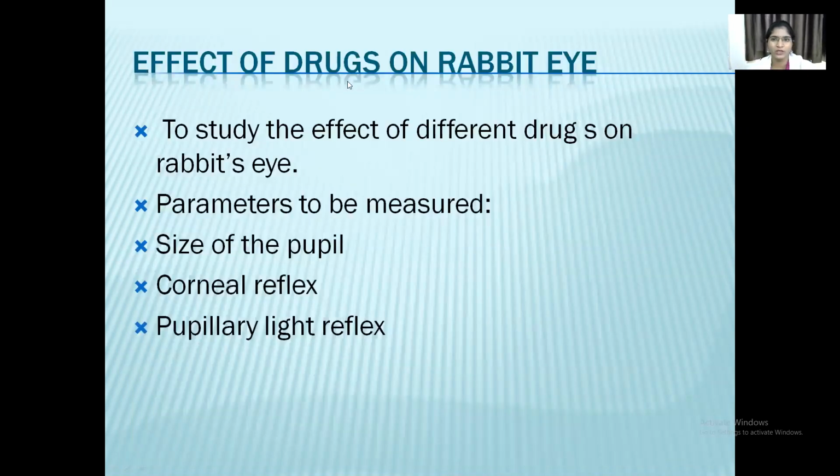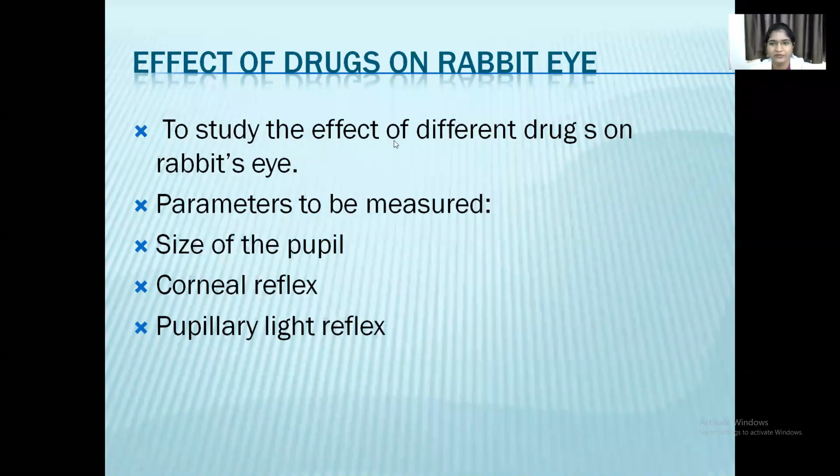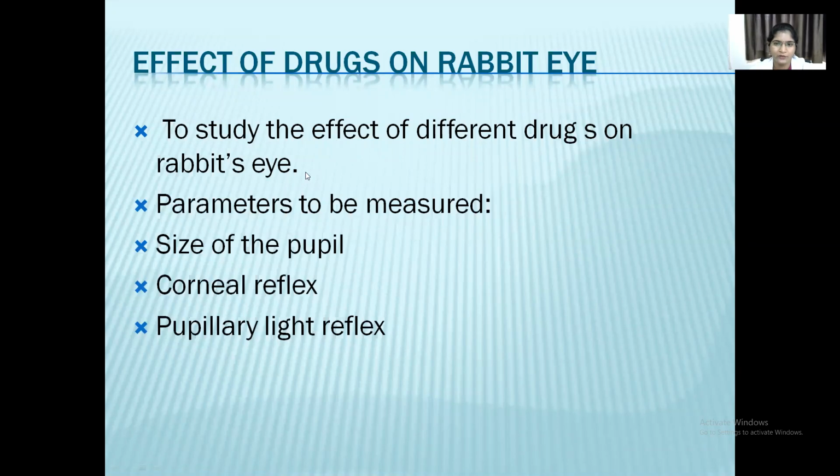Now coming to the experiment: effects of drugs on rabbit eye. To study the effect of different drugs on the rabbit eye, what drugs we have to give and how they will act on the rabbit's eye, we will see. The parameters we have to check are the size of the pupil, corneal reflex and pupillary light reflex. These are the parameters of the rabbit eye.